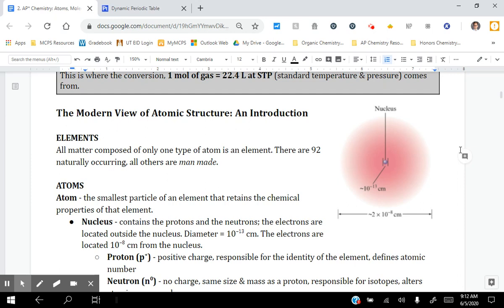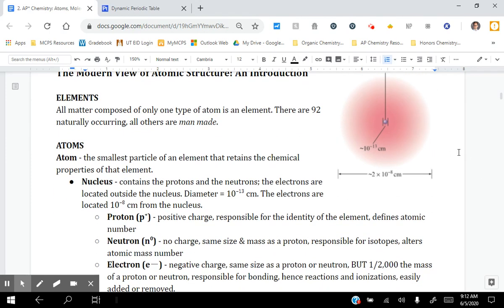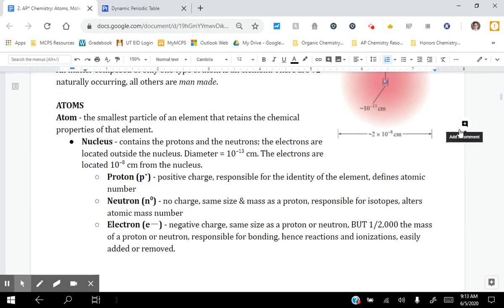The picture on the right is really important because it actually shows how small the nucleus is compared to its electron cloud. And as a result, the atom is mostly empty space. We have a dense nucleus that contains the protons and neutrons, and that's where the bulk of the mass is. But the electron cloud for that atom is much, much larger. And you can see the factors here, 10 to the negative 8th compared to 10 to the negative 13th in diameter. So the electron cloud is a couple thousand times more in size compared to the nucleus. The atom is the smallest particle of an element that retains the chemical properties of that element.